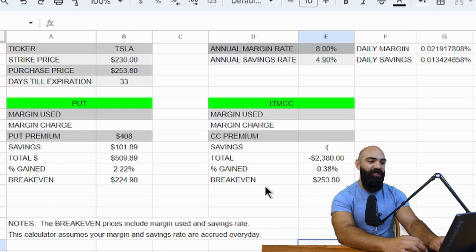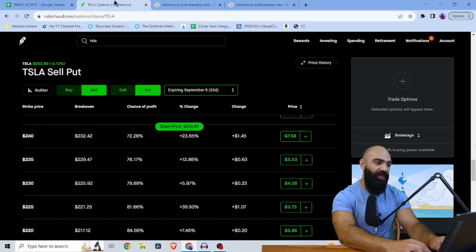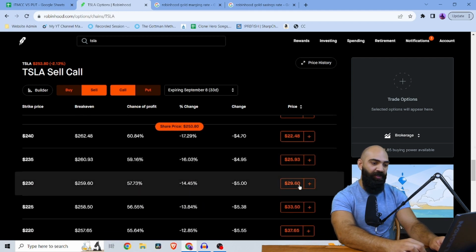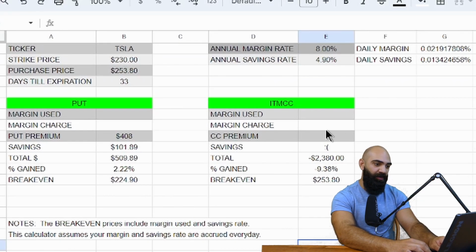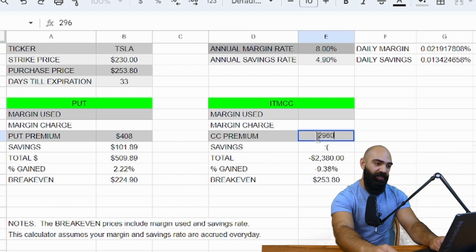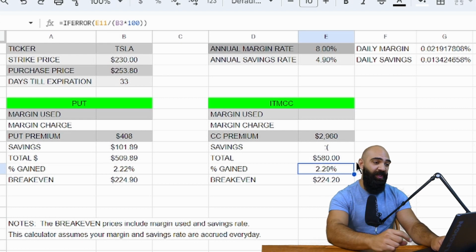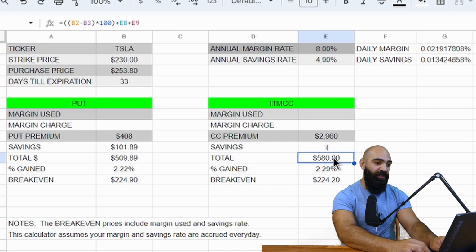So now let's compare this to an in-the-money covered call. So we're assuming we purchased it for $253.83. And now let's see what we sell a call for at $230. That'd be $29.60. And now we can see it's actually better to sell the in the money covered call, even when considering our annual savings rate. We are making a little bit more of a percent gain, and our total is higher.